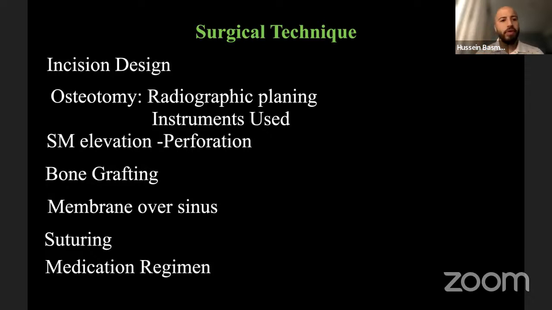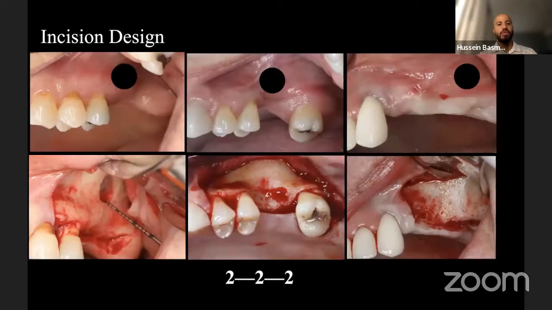Let's talk about the first thing, which is that we need to understand the incision design, because your incision could be a possible complication if you didn't do it the right way. Then we're going to talk about how we're going to do the window. Then the instruments we're going to use to elevate the membrane. We're going to talk a little bit about the best type of bone graft that we can use, and then what we are going to do after we're done with the bone grafting. And then we're going to talk about the best medication regimen to give the patient post-operatively whenever we do a sinus augmentation procedure. So let's start with the first one. Let's do the incision design.